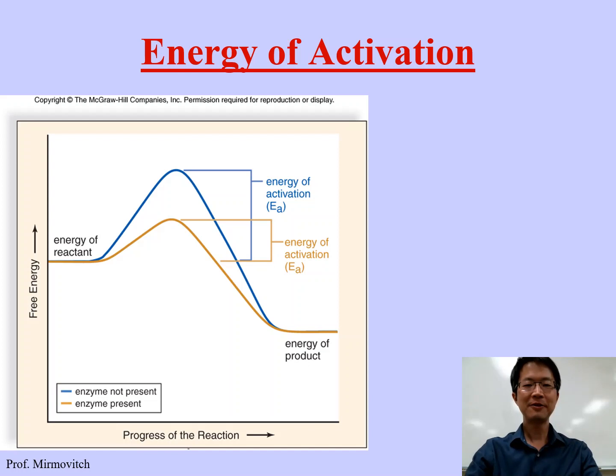So this graph is very useful. It explains to you what I just talked about. In here we have reactant. Usually in this case the reactant has more energy than the product. That's why the reactant is higher than the product in this figure.